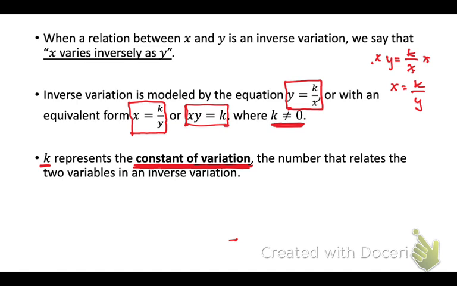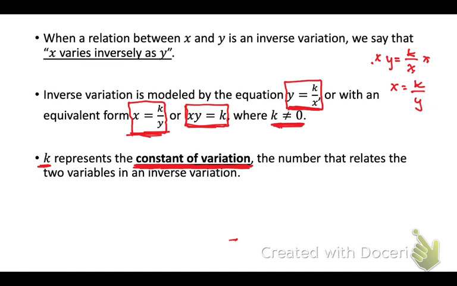So, again, you have the 3 inverse variation models you should have down. K is the constant of variation, and you probably want the side note that K can't equal 0. Did I write all the words on that slide? No. You should not be writing all those words.